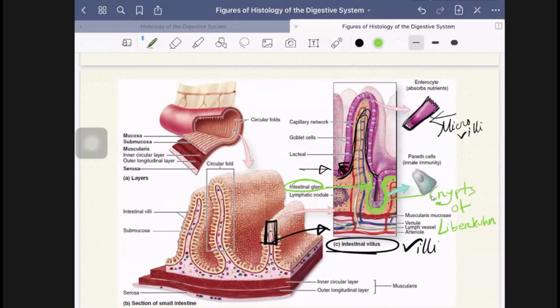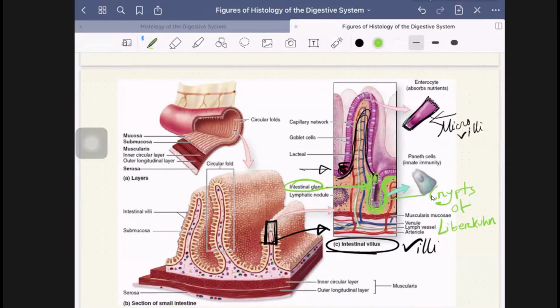Spelling, always check the spelling. Then between the villi, these intestinal glands will open in these crypts. Okay, so these are the intestinal glands, crypts of Lieberkühn, and they open here. They are called the crypts of the intestinal gland. Okay.